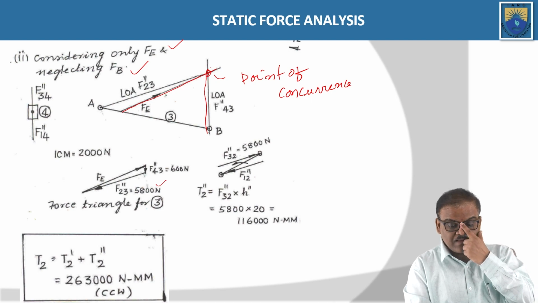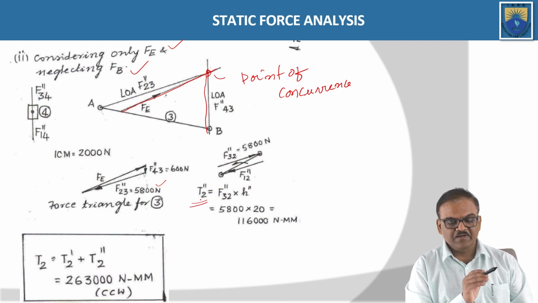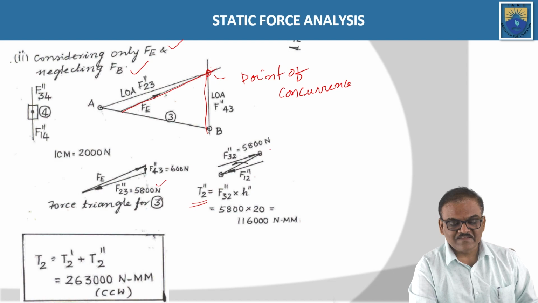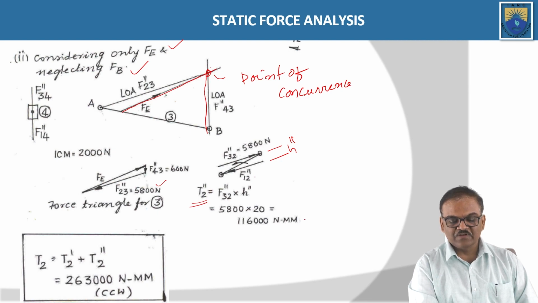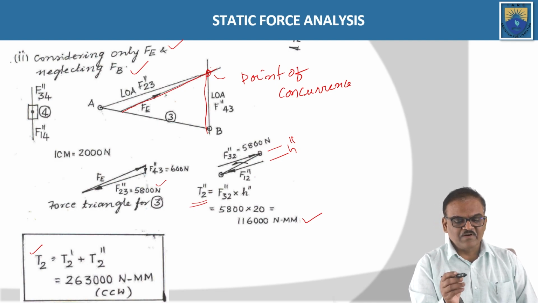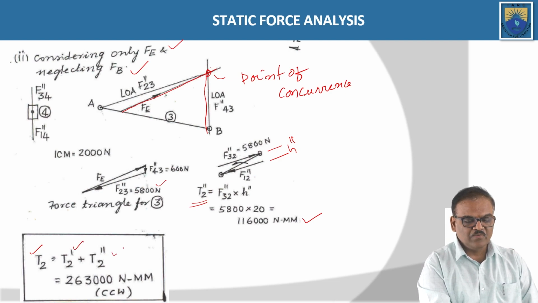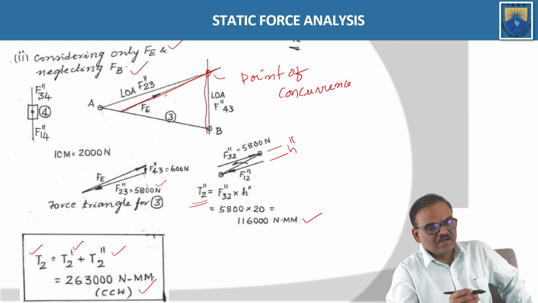Therefore, we have got the values of F-32 to F-12, that becomes T2. Then this will become F-32 into H-dash, that is the distance between these two, that is 5800 into 20. This will become 116,000 Newton mm. The total effect torque that is required to oppose the forces because of FB and FE is equal to the sum of T2 and T2′, which will be equal to 263,000 Newton mm, and this will be acting in the counterclockwise direction.